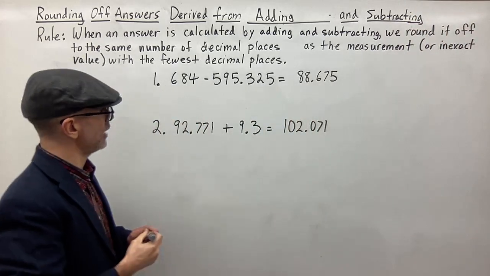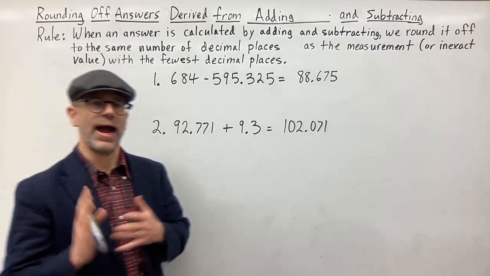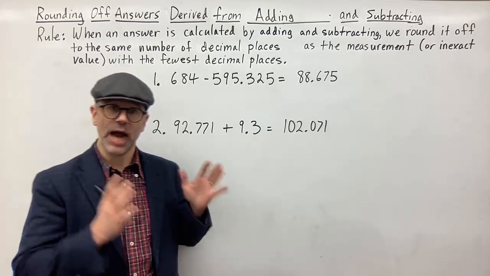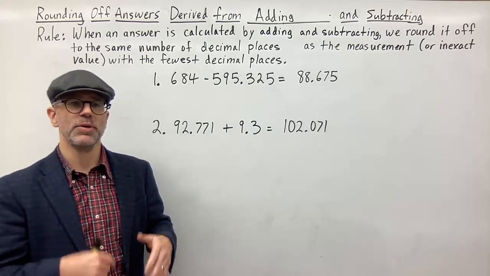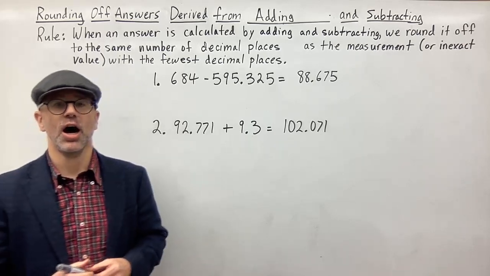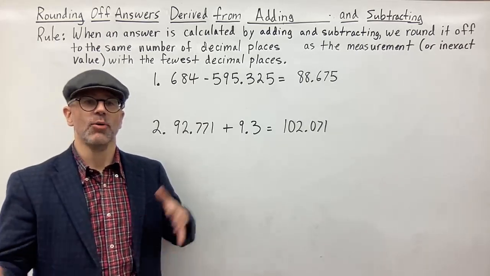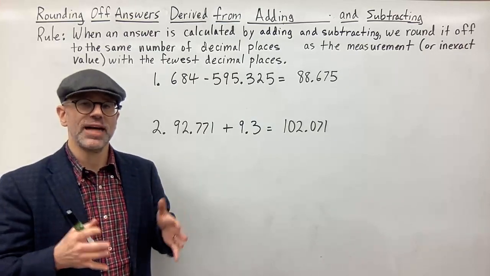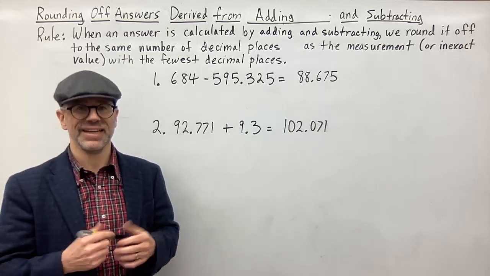Okay, so now that that's corrected, the rule for adding and subtracting: when you add measurements or subtract measurements, your calculated answer should be rounded off to the same number of decimal places as the measurement or inexact value with the fewest decimal places. Now, when you're talking about multiplication and division, it's focused on significant figures. But when you're adding and subtracting, it's focused on decimal places.